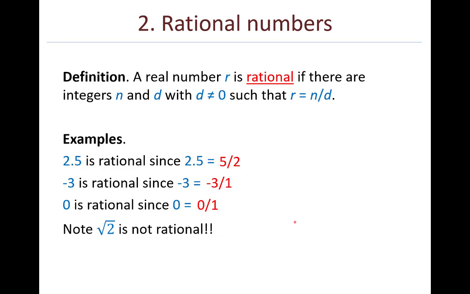Note, not every number in the world is rational. There are real numbers that are not rational. For example, the square root of 2 is not rational. No matter how you try, you will never be able to express the square root of 2 as a ratio a over b, where a and b are integers. We will prove that a little bit later on in this course.